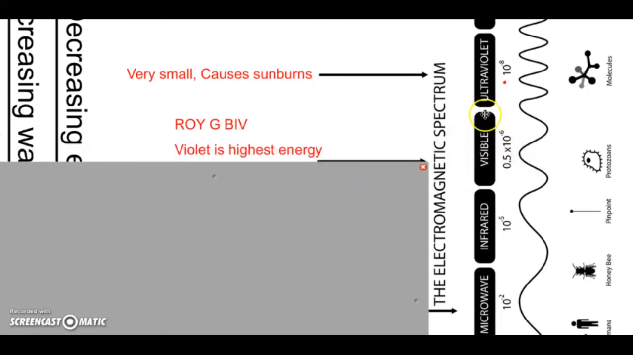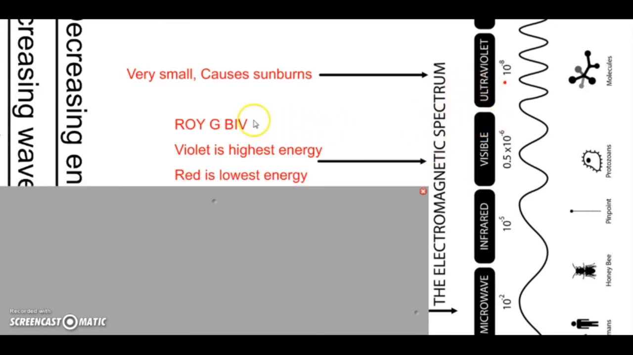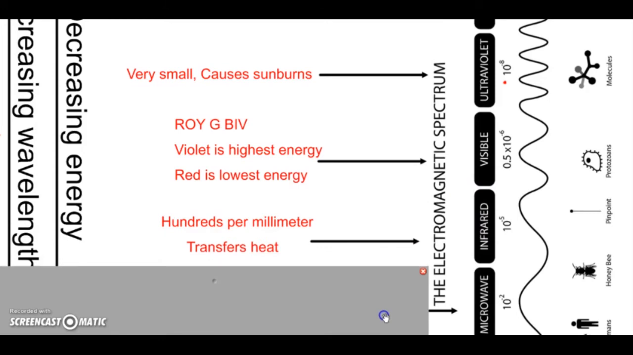Violet is the highest energy. So if this is a spectrum right here, violet is at the highest energy point, right before ultraviolet. Red, on the other end, is down here, the lowest energy. And if you get even lower than red, you are infrared. Infrared is what we feel as heat. If you walked by a hot stove and felt heat coming off that stove, you are feeling the infrared light that stove is giving off.